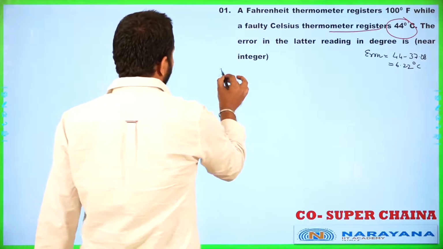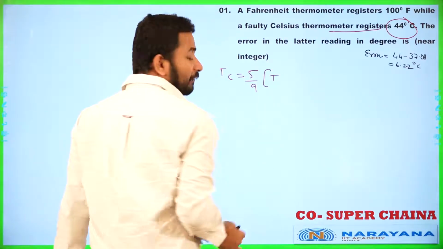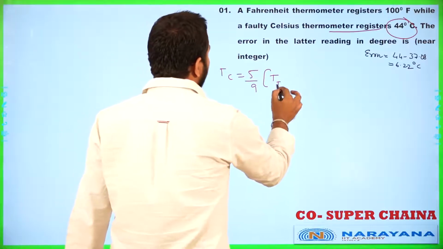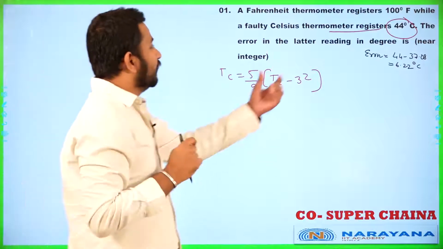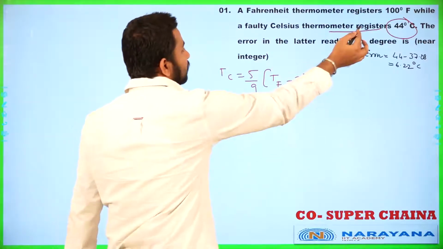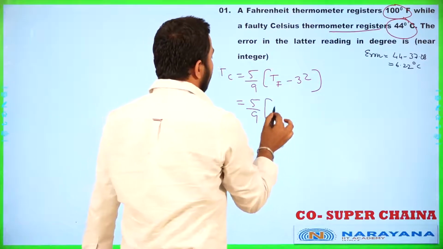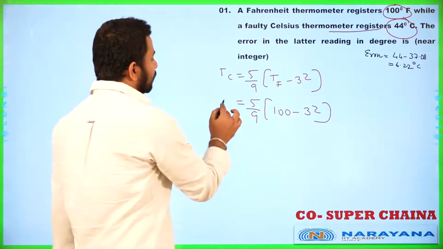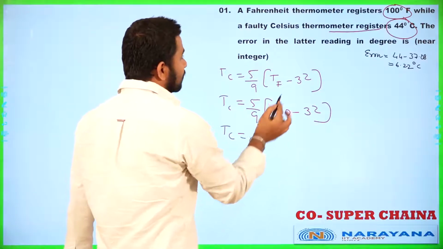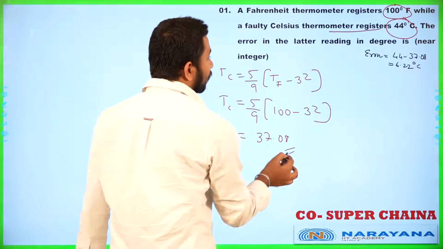Students, we know that Tc can be written as 5 by 9 (Tf minus 32), where Tf is the temperature in Fahrenheit. Now our given temperature is 100 F, so we plug in the value: 5 by 9 into (100 minus 32). If you simplify this, we get the temperature in Celsius, and that is coming to be 37.08.